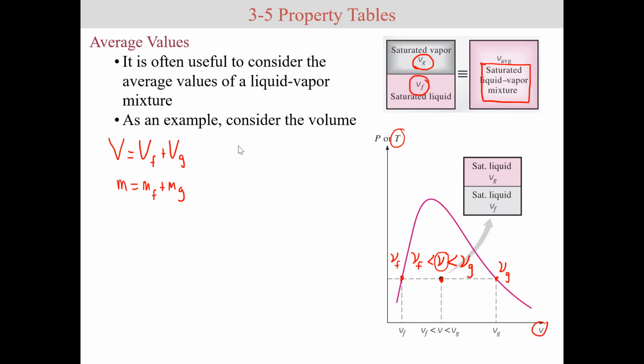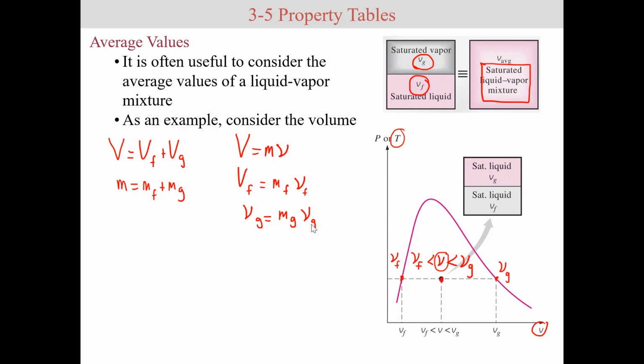We also can all agree that the total volume is going to equal the total mass times the effective specific volume, which is a combination of the vapor and the liquid. My volume of fluid is going to equal the mass of fluid times the specific volume of the fluid. And my volume of the vapor is going to equal the mass of the vapor times the specific volume of the saturated vapor.